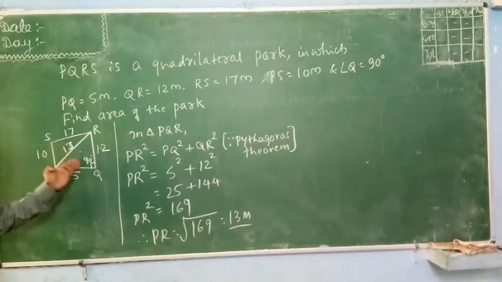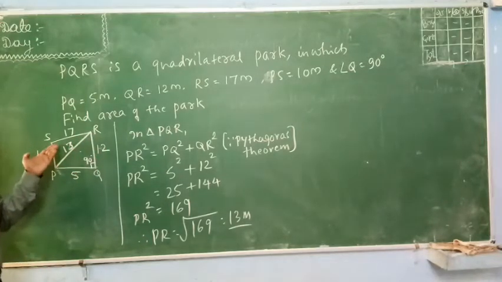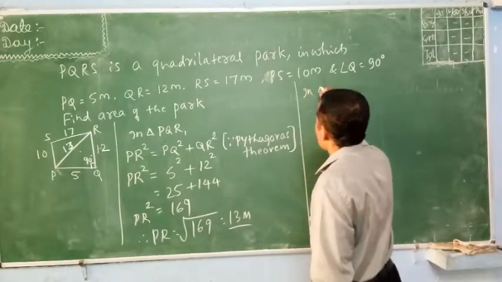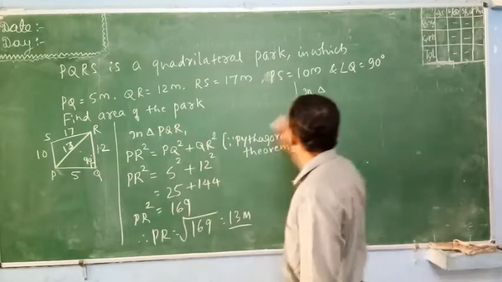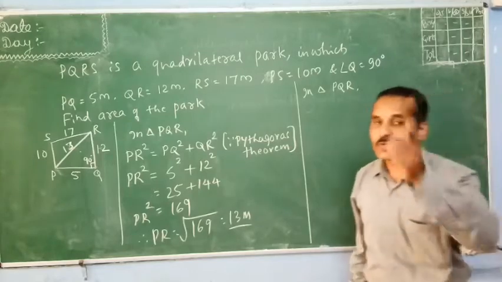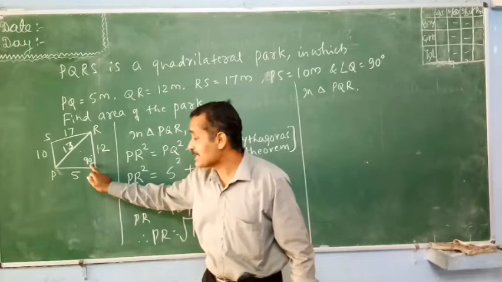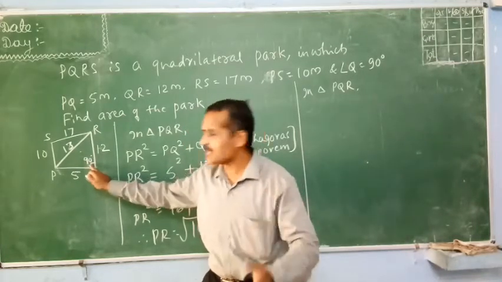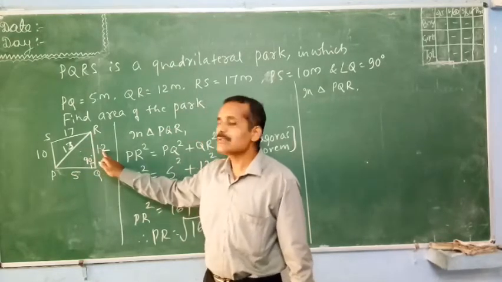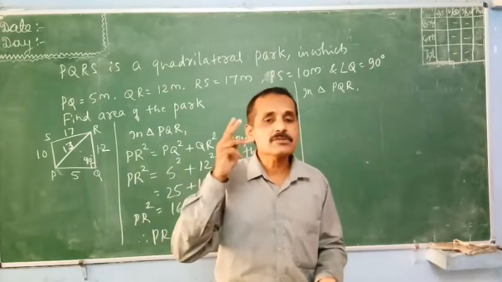Now I have two triangles. This is the first triangle and this is the second. Let me start with the first triangle, triangle PQR. First I have to find the area of this. My dear students, this triangle, we are getting 60 by 2, nothing but 30 meters square.